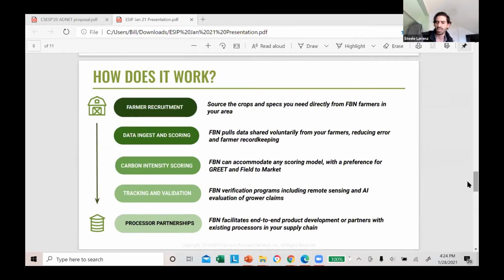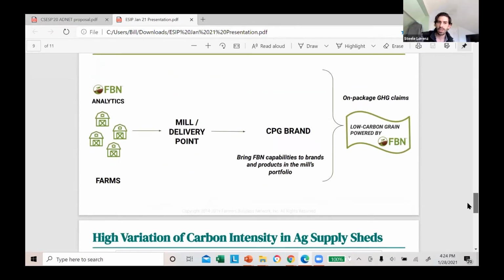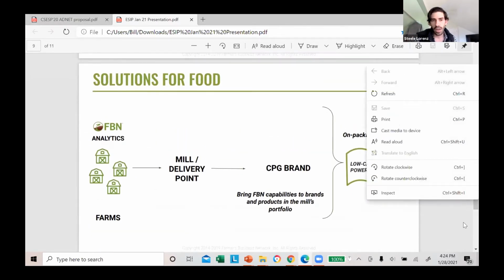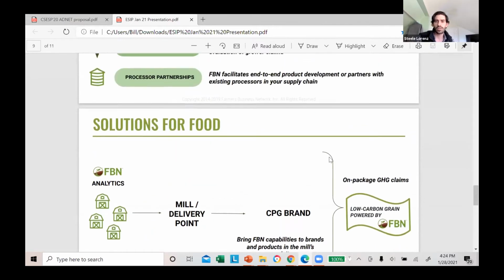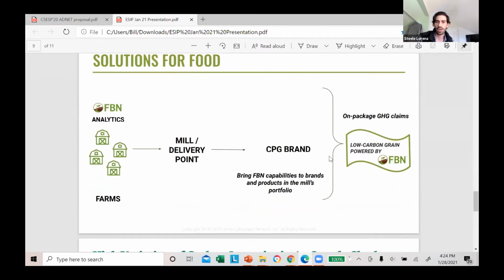Can you hit the next slide? So this is an example of what we have done in food. Solutions for food. And I'll be brief. I know I'm running up on time.